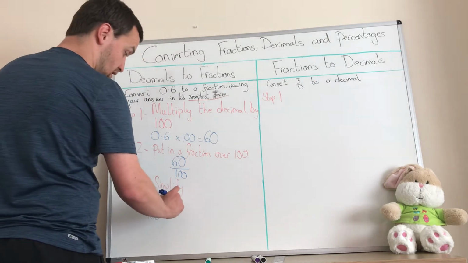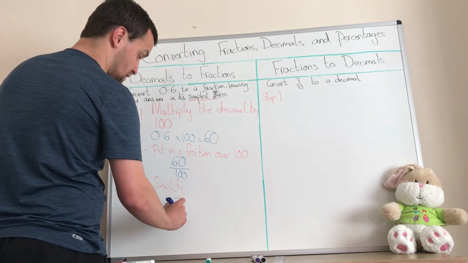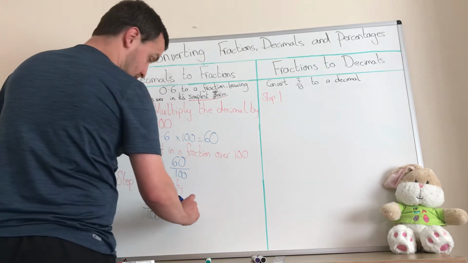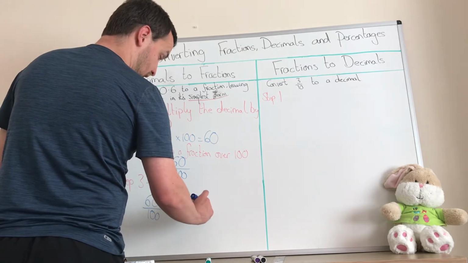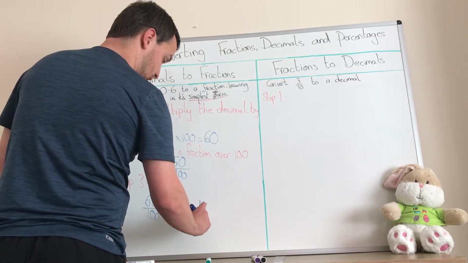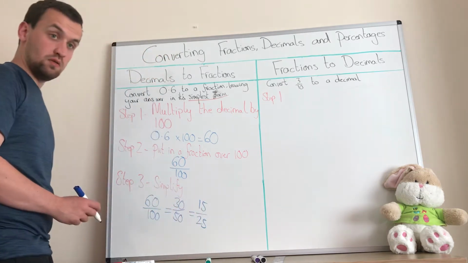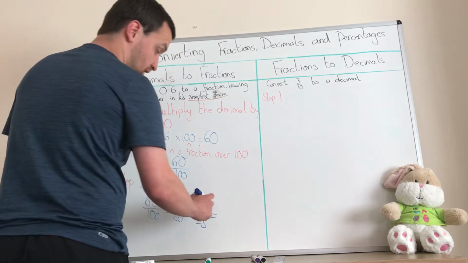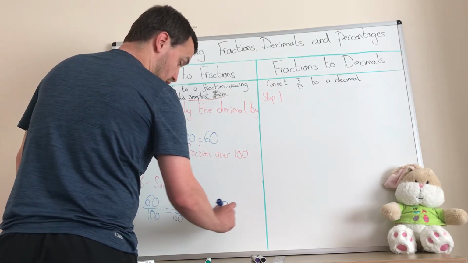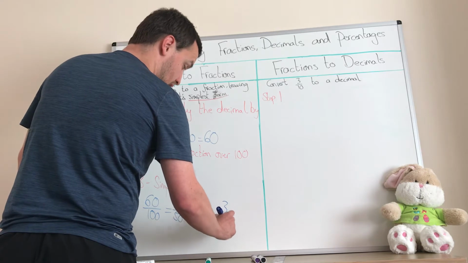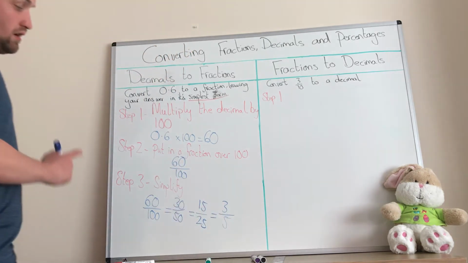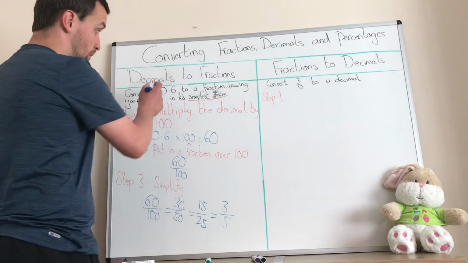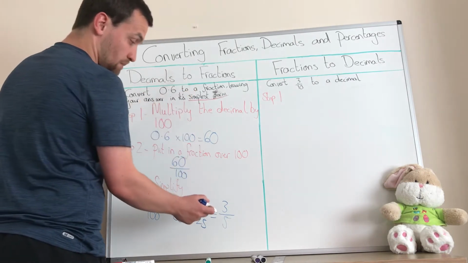60 divided by 2 is 30. 100 divided by 2 is 50. Okay, it's not finished yet. We can divide that by 2 again. So we get 15 over 25. Again, we're just dividing by 2. Okay, both of these end in a 5, so we can divide them both by 5. So 15 divided by 5 is 3. 25 divided by 5 is 5. Okay, that won't cancel down any further. So our final answer, 0.6 as a fraction in its simplest form, is 3/5.